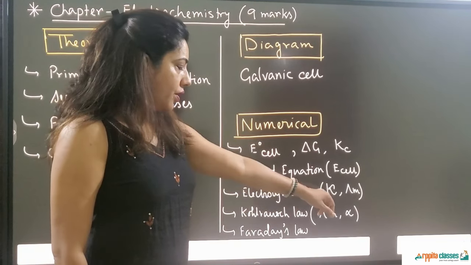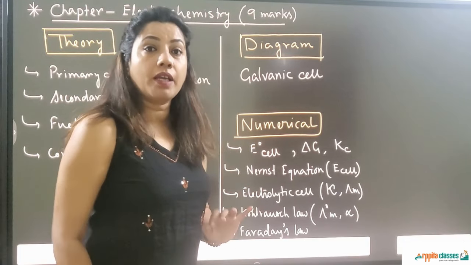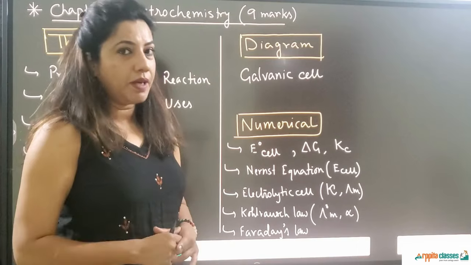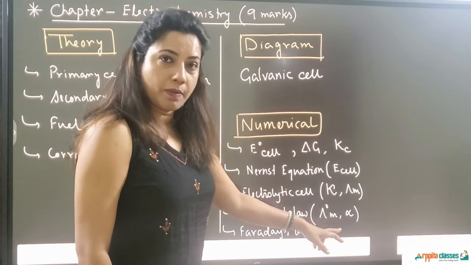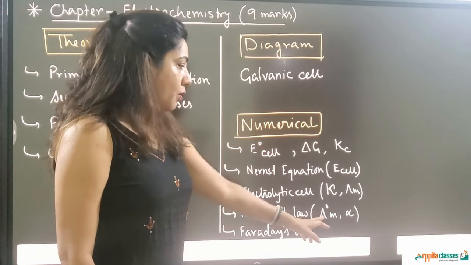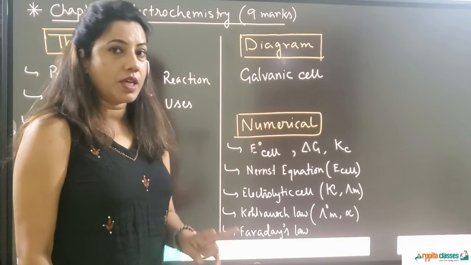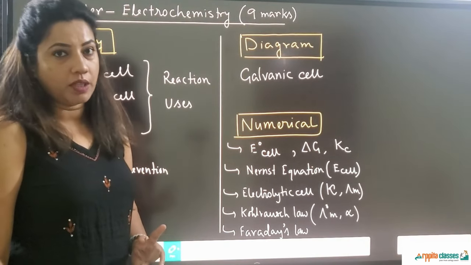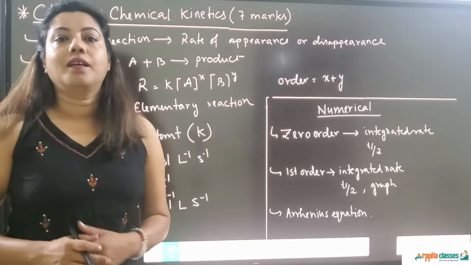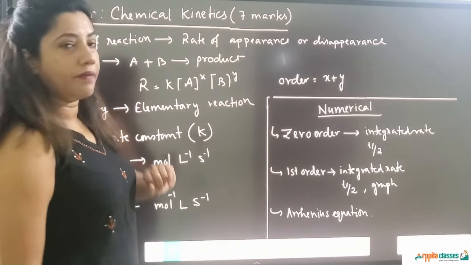For the electrolytic cell, we'll be preparing kappa, that is conductivity, and molar conductivity, numericals based on them. Kohlrausch's law: prepare the statement of Kohlrausch's law and the numericals based on it. Alpha, that is degree of dissociation, and lambda naught m, that is molar conductivity at infinite dilution. And Faraday's laws: we have 2 Faraday's laws in this chapter and we have numericals based on them. This is what you have to prepare from the electrochemistry chapter. The third chapter from physical chemistry is chemical kinetics, which again contains 7 marks.